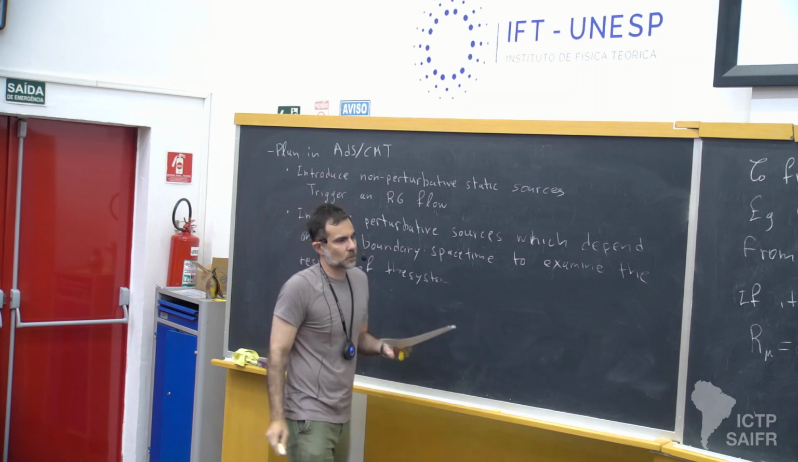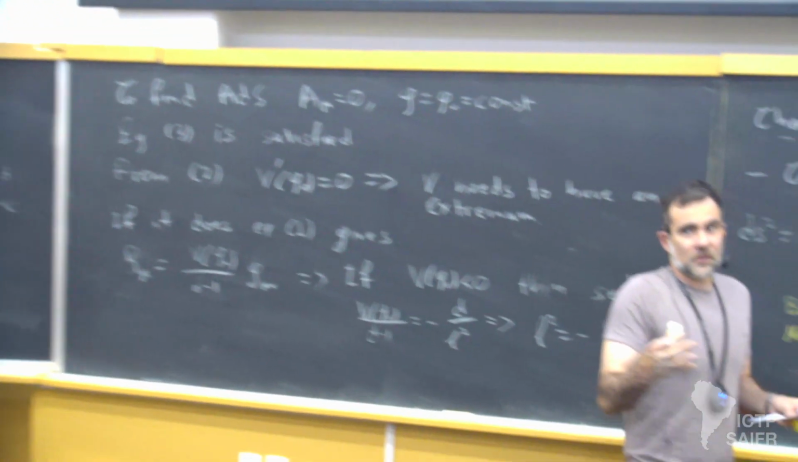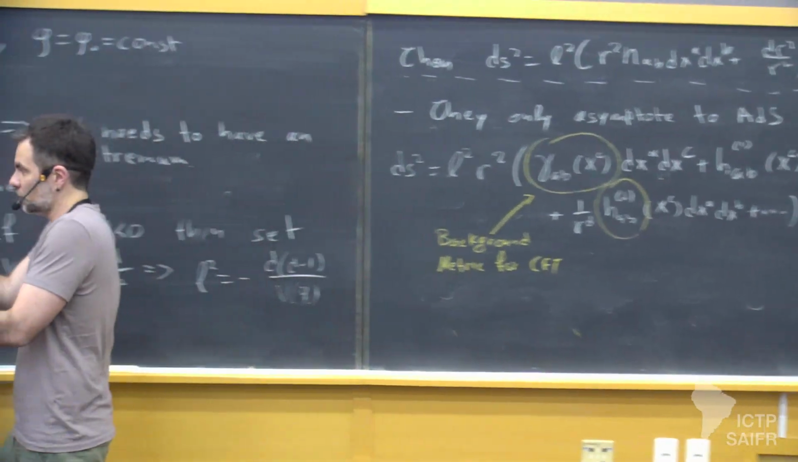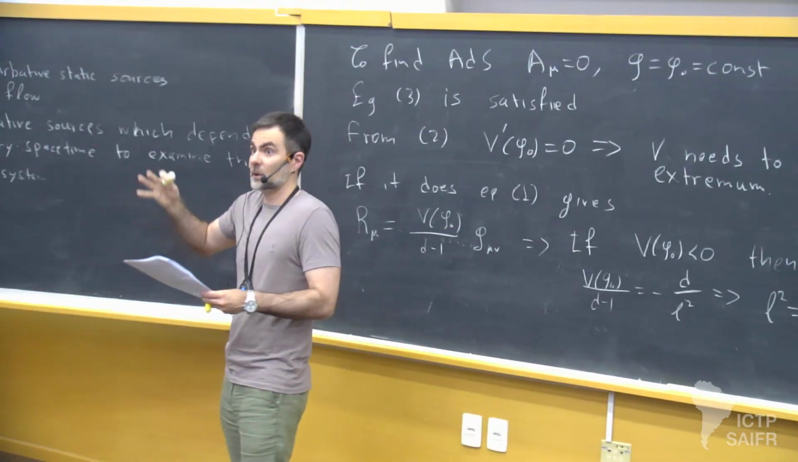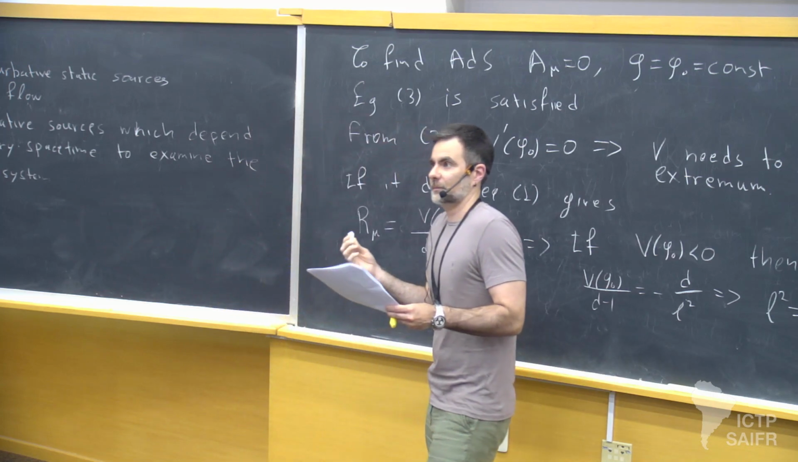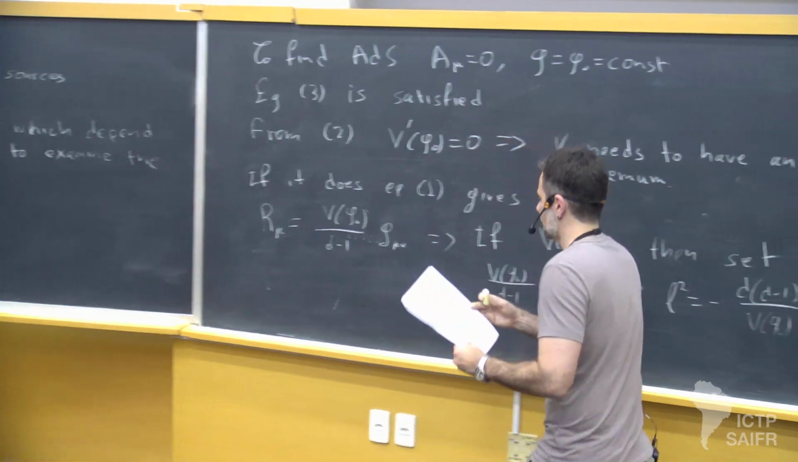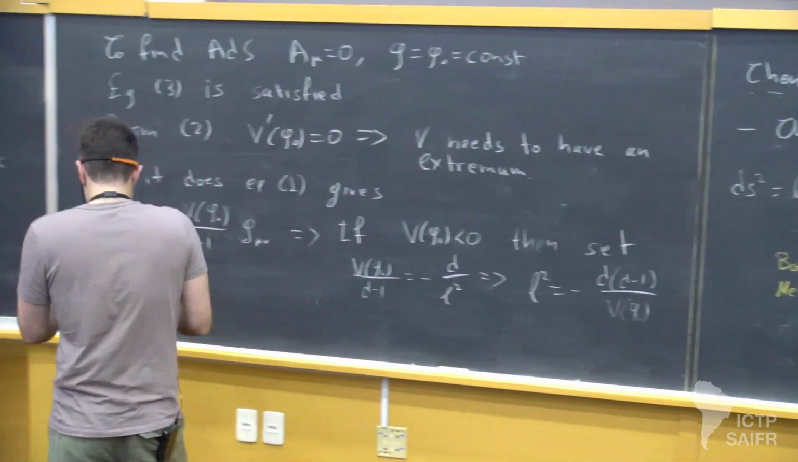Okay, so this is what you want to do. You can deform by static sources, you trigger some RG flow in the geometry, and then as soon as you have that, you want to introduce perturbative sources on top of that, and that will let you examine how the system responds with respect to these perturbative sources. Okay, good.